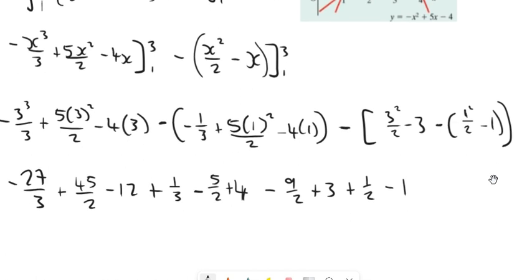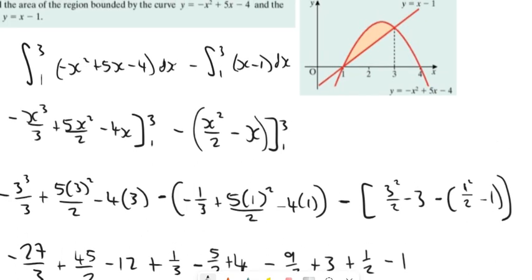Now you could go to the calculator again straight away from here, or you can try to simplify it a little bit more if you want, but what you should get in the end is 4 over 3 square units. And that's it done. So that's the area underneath the curve but over the line, pretty much. So that's it.